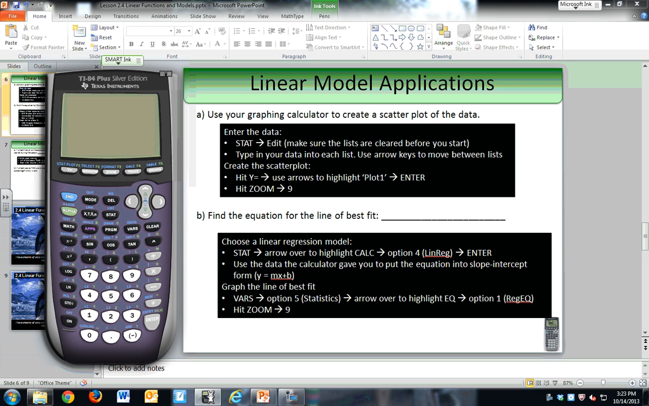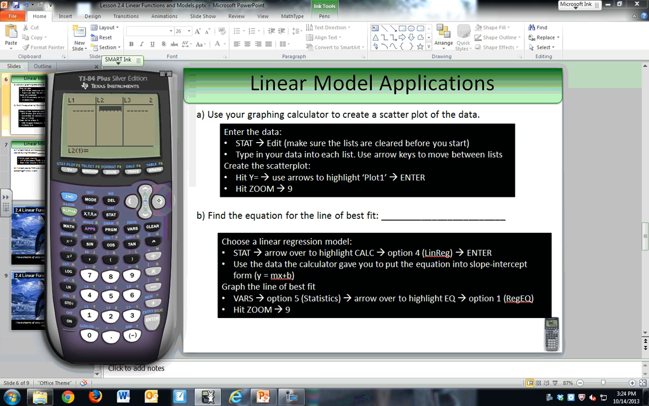So first, to enter the data, you hit the stat button, which is underneath the delete button. And make sure that your edit is highlighted, and then hit option 1 for edit. Make sure your lists are cleared. So if you need to clear your list, just arrow up so your list L1 is highlighted, hit clear and enter.